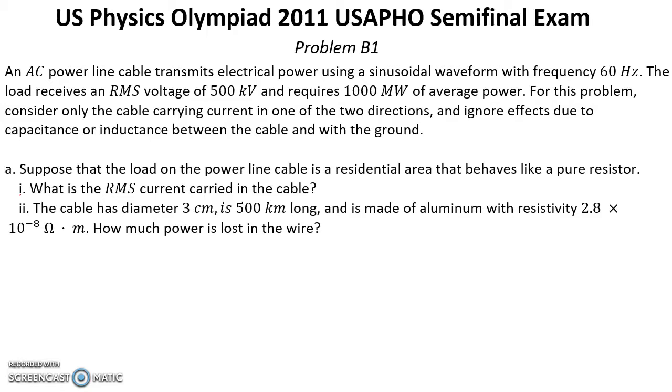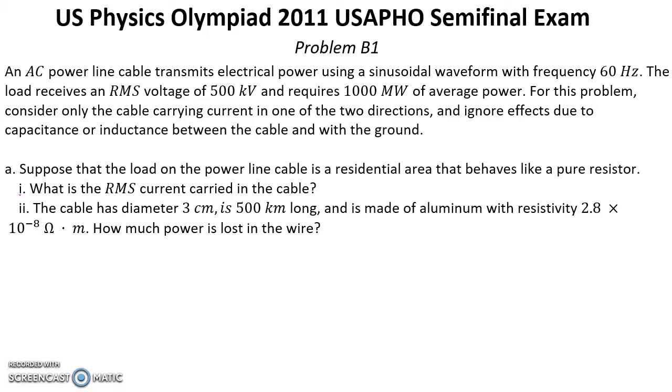An AC power line cable transmits electrical power using a sinusoidal waveform with the frequency 60 Hz. The load receives an RMS voltage of 500 kV and requires 1000 MW of average power. For this problem, consider only the cable carrying current in one of the two directions and ignore effects due to capacitance or inductance between the cable and the ground.